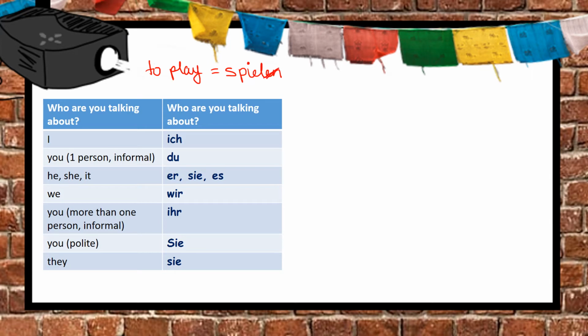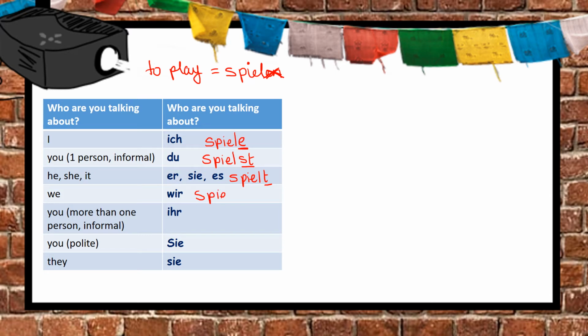What we need to do is take off that en, and then we add some different endings. So, if we want to say I play, we are going to add an e. So we're going to write ich spiele, and our ending on spiel is an e. For du, we are going to write du spielst. So if we want to say you play, we're adding an st. Er, sie and es all take the same form. So he plays will be er spielt, she plays, sie spielt, and it plays, es spielt.